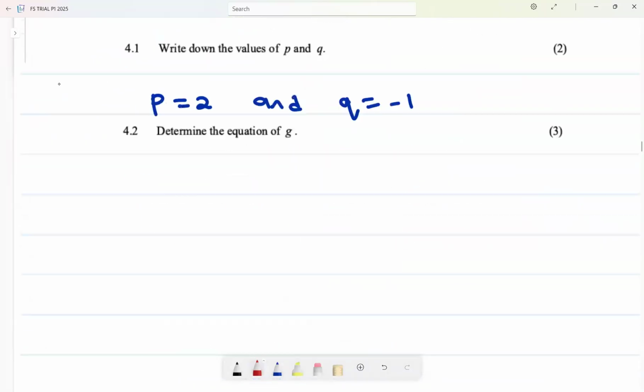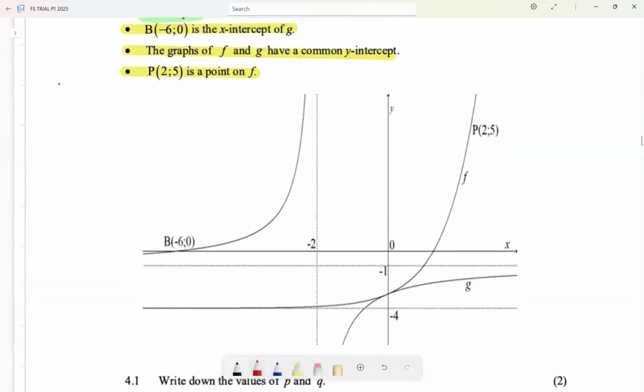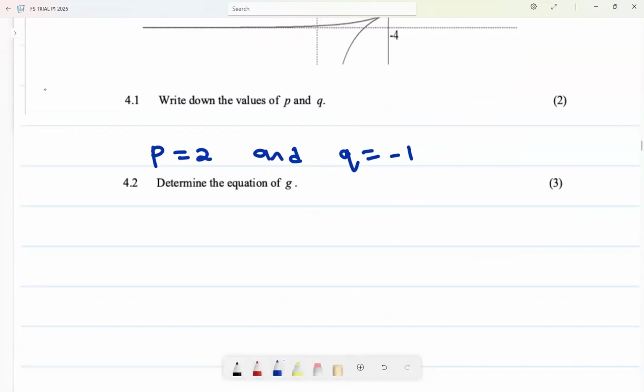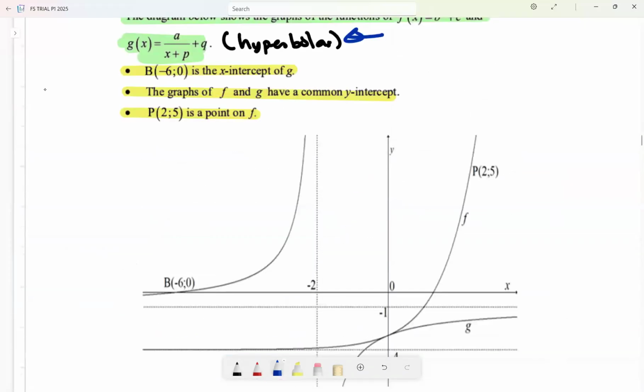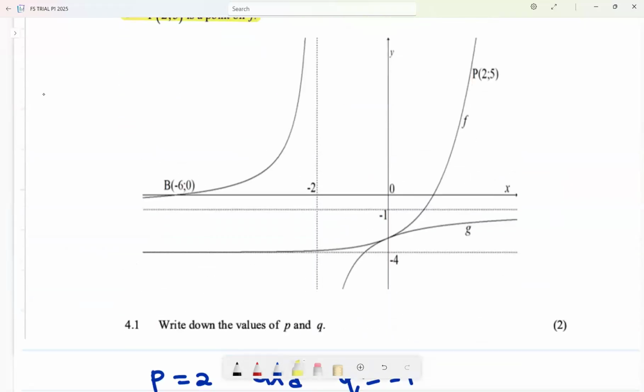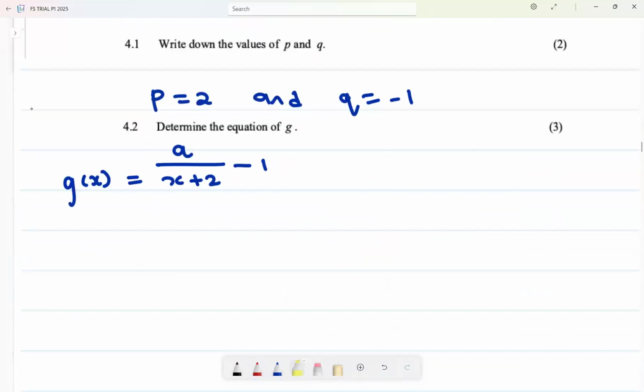And then determine the equation of g. What is g? Oh, g is that hyperbola. But we already know that we have g of x to be equal to, we already know the value of p, x plus 2, minus 1. And then we need any point that lies on the graph of g. This is the graph of g, guys, the hyperbola. So I can take B. I'm going to sub B.